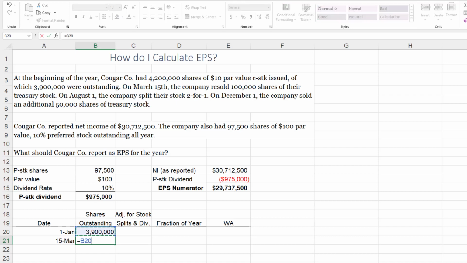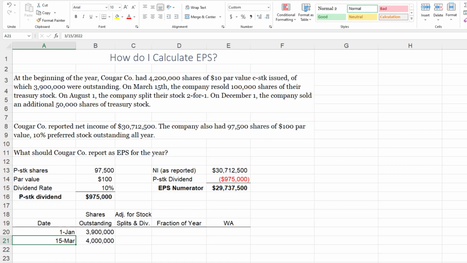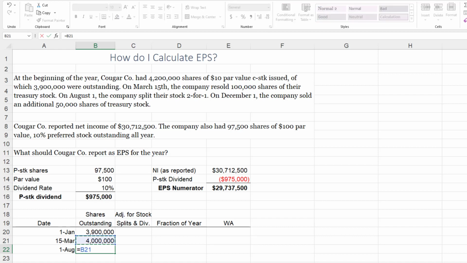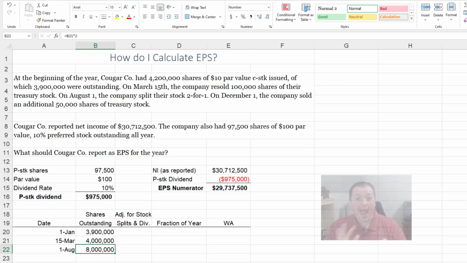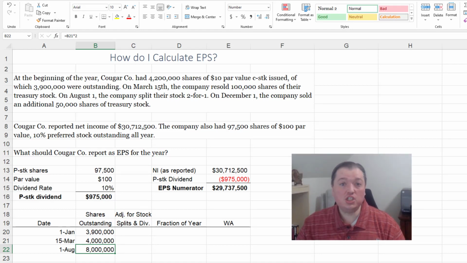So this number is going to be the 3.9 million plus 100,000. So I now have 4 million shares out there in the hands of my owners. The next date of the change will be August 1st. And on that day, I did a 2-for-1 stock split. So I'm going to take that 4 million shares and multiply it by 2, because every share I used to have is now 2 shares. That's now 8 million. Now I have to go back and make an adjustment for these stock splits.